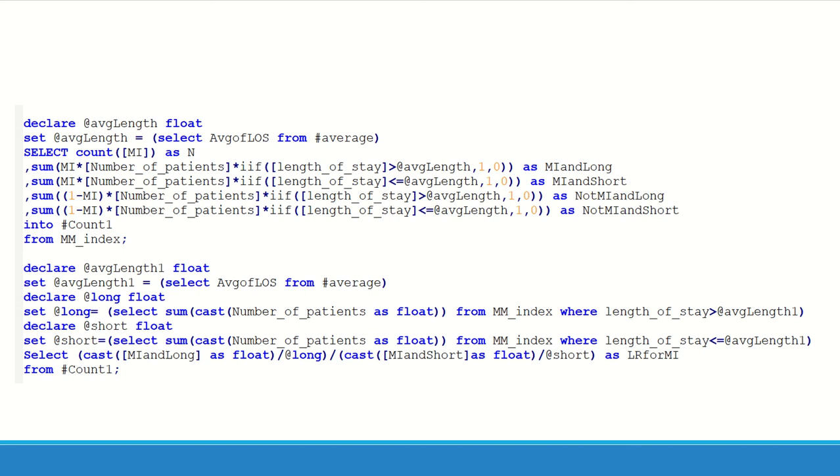In the bottom paragraph of SQL code, we see how to actually calculate the likelihood ratio using the declared variables average length 1, long, and short. The formula is essentially taking the prevalence of myocardial infarction patients with a long stay and dividing that by the prevalence of total patients with a long stay. Then taking that number and dividing it by the prevalence of myocardial infarction patients with a short stay divided by the prevalence of total patients with a short stay.